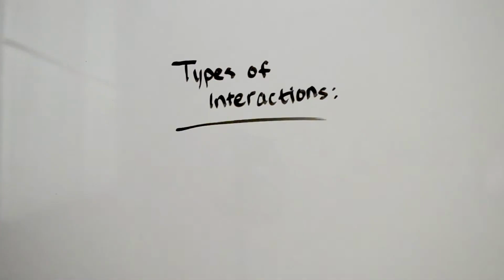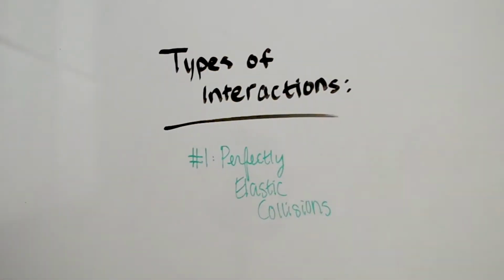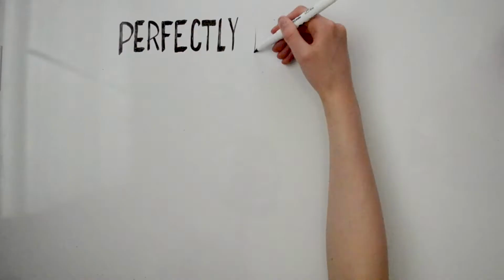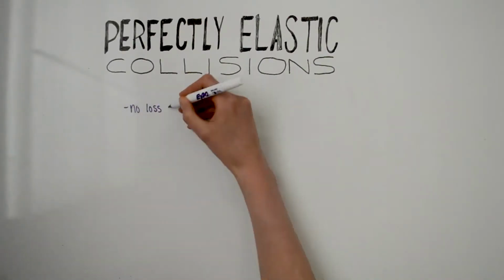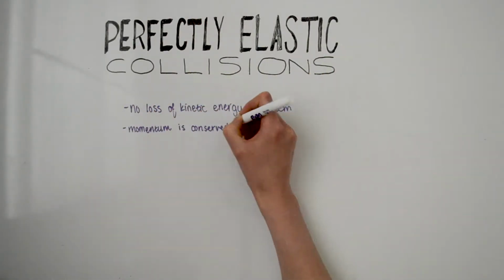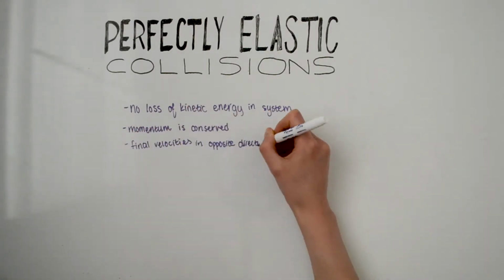The first type of interaction we're going to discuss is perfectly elastic collisions. Perfectly elastic collisions have no loss in kinetic energy, the momentum is conserved, and the final velocities will typically be in opposite directions.